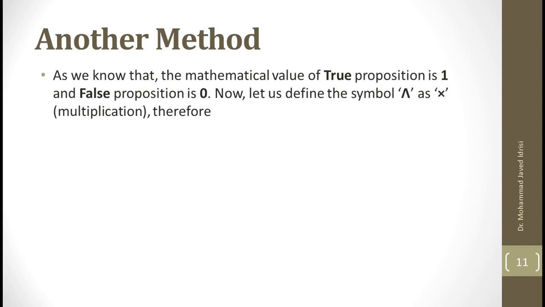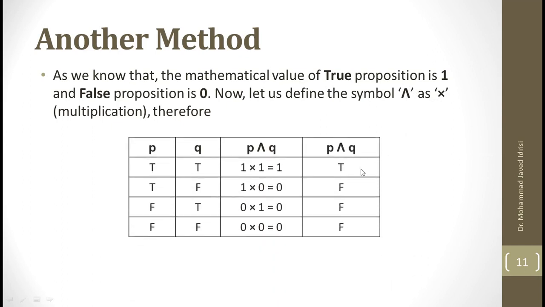As we know that the mathematical value of true proposition is 1 and false proposition is 0, here we define this symbol as the multiplication. So we have, if P and Q both are true, so 1 times 1 is 1 and 1 refers true. True times false means 1 times 0 is 0, which refers false. Similarly, false times true, 0 times 1, which is 0, so resultant is false. Similarly here, 0 times 0, which is 0, so resultant is false.